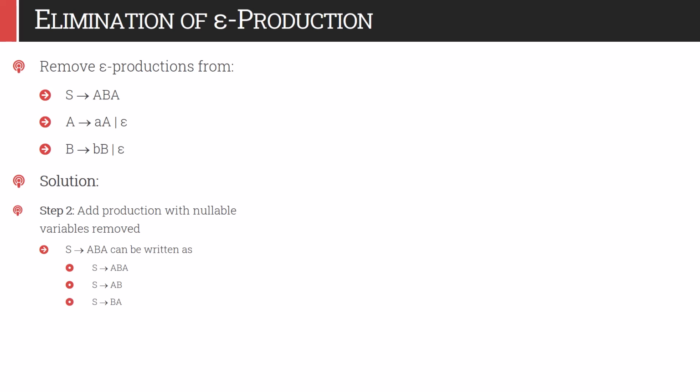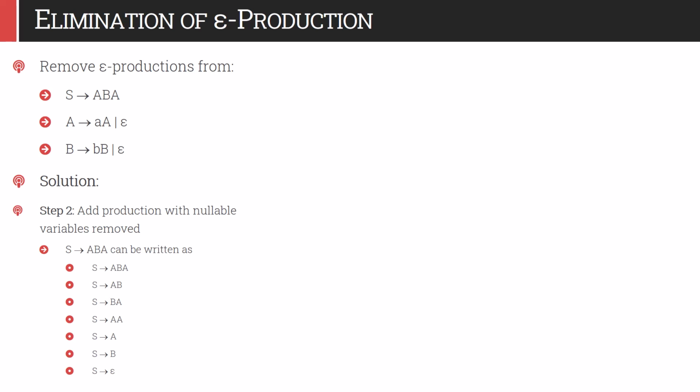We can set the first symbol, that is capital A, as null, so we will get the production S gives BA. We can set B as null, in that case we will get S gives AA. Or we can set B and A as null, so we will get S gives A. And if we set both the A's as null, then we will get S gives B. And if we replace A and B both as null, then our production would be S gives epsilon. So these are the productions we have generated from one production, that is S gives ABA.